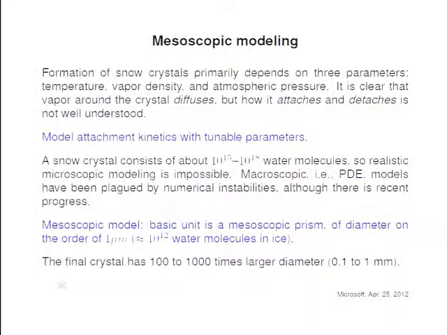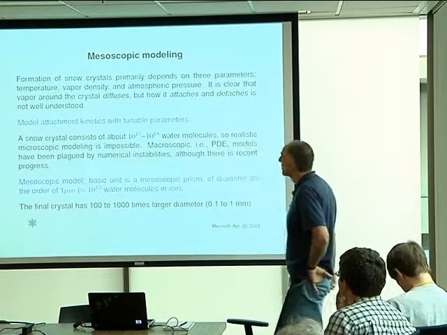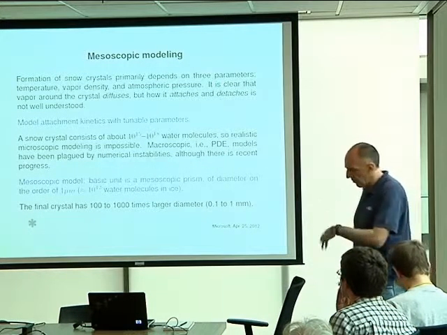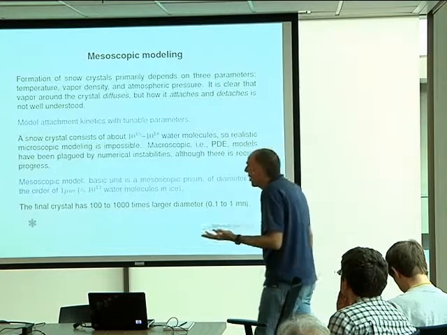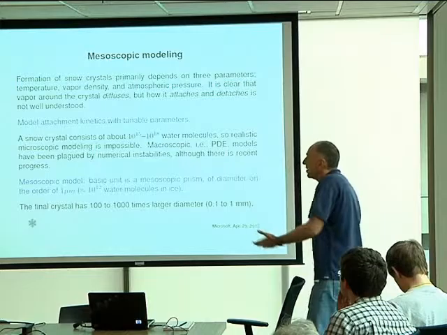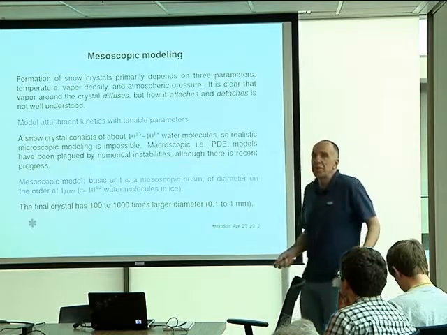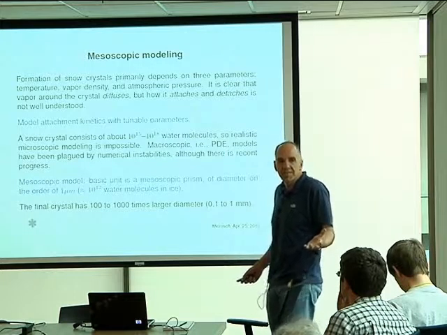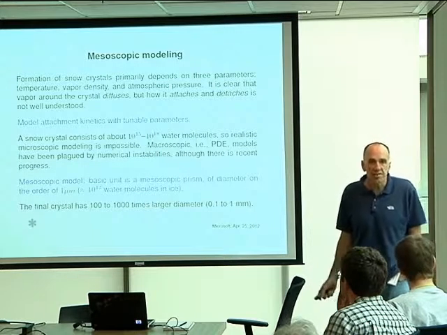So let's think about modeling a bit. How would a mathematician approach modeling of snowflakes? Well, we already know that basically the snowflakes form by vapor diffusing around them and then attaching. The parameters that govern the growth are temperature, availability of vapor, vapor density, and atmospheric pressure. So the diffusion is clear. Everybody knows how to model diffusion, either by differential equations or by random walks. That's not difficult, but attachment and detachment are not understood.